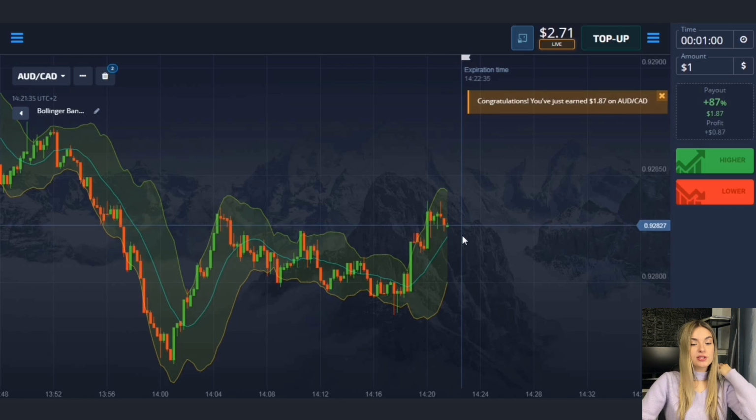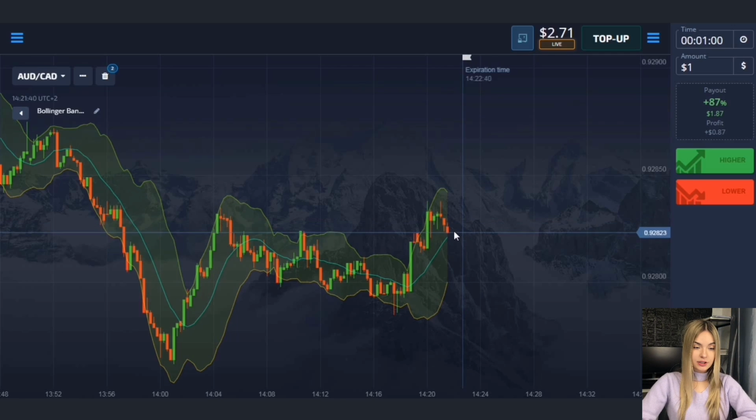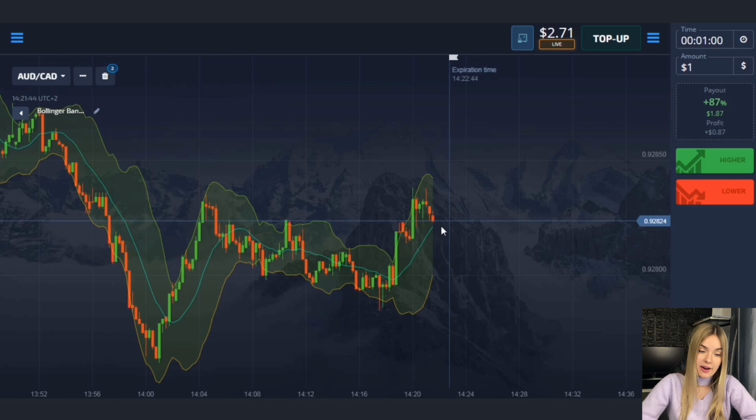Great friends, the price really continued its downward movement and we are making a profit here. This indicator also helped us to determine a good entry point from which there was a pullback down. Everything is going great, let's continue.